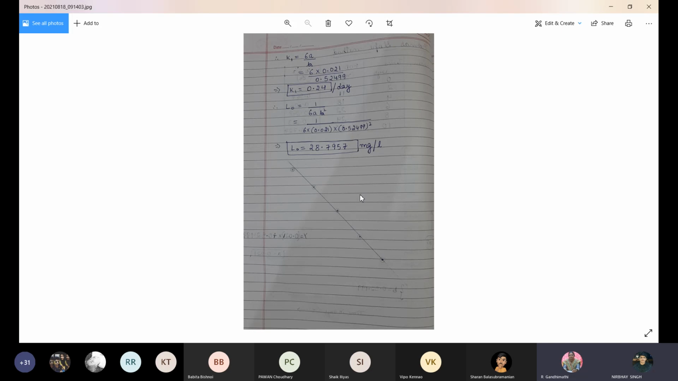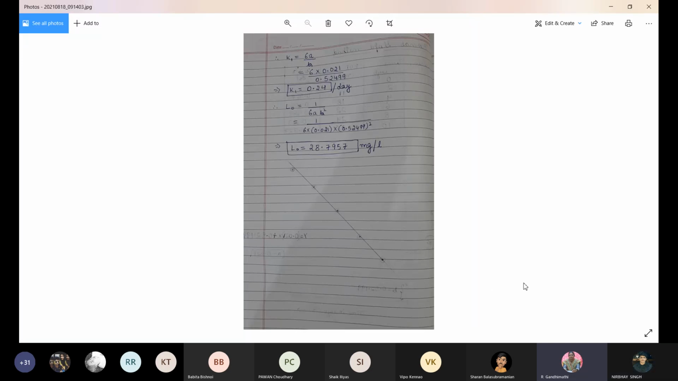Yes, it is good. But while writing the K1 value, you should write that it is 0.24 per day at 20 degrees Celsius. That is the only correction that you have to make in your example.